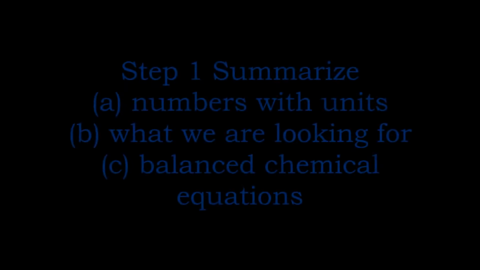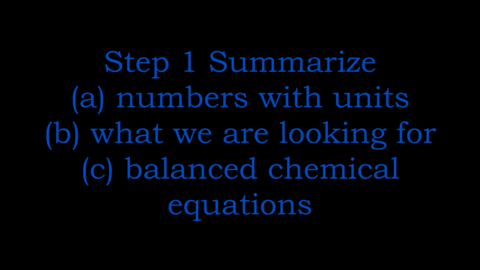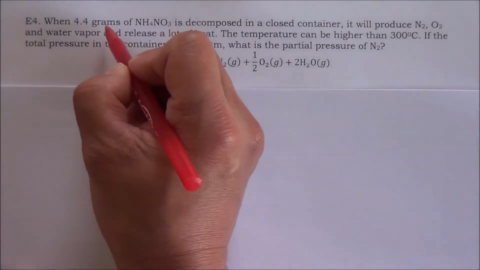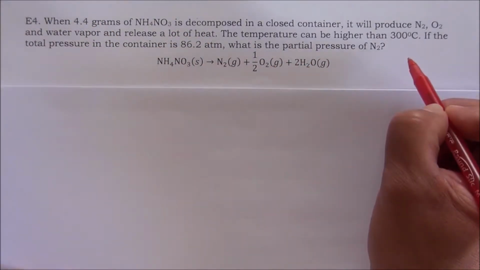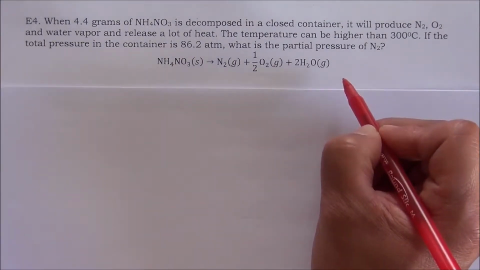When we are given a calculation problem, the first step is always to summarize the most important information. The most important information includes numbers with units, what we are looking for, and balanced chemical equations if there are chemical reactions in the problem.